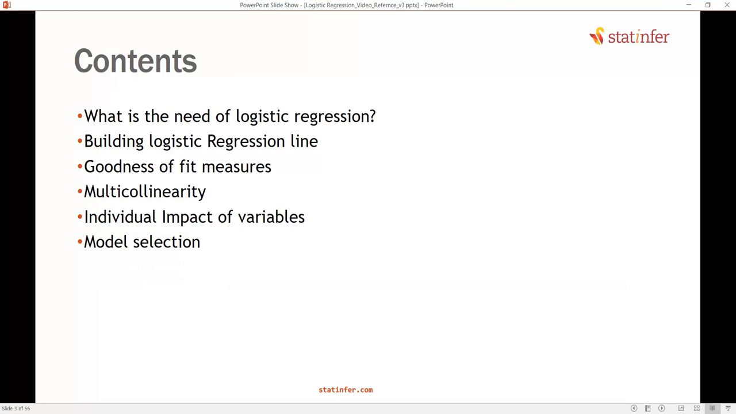How do we measure the individual impact of the variables in building a logistic regression line? How do we make sure that each variable is impactful, or how do we identify the variables that are not impactful? Then, if there are multiple models, how do we do model selection and validation? That is what we are going to discuss in this particular session on logistic regression.